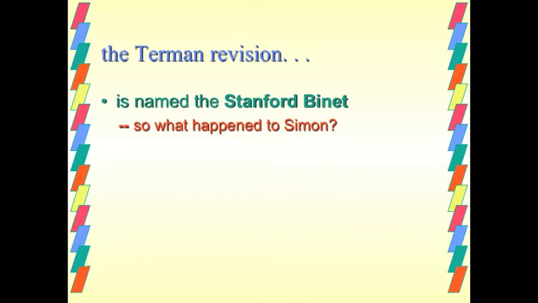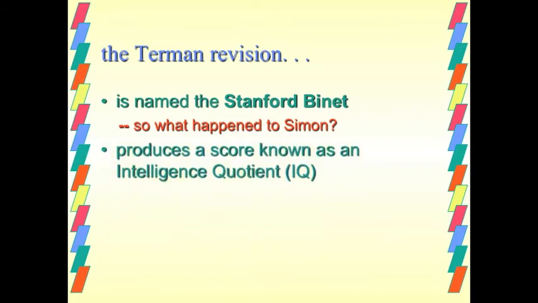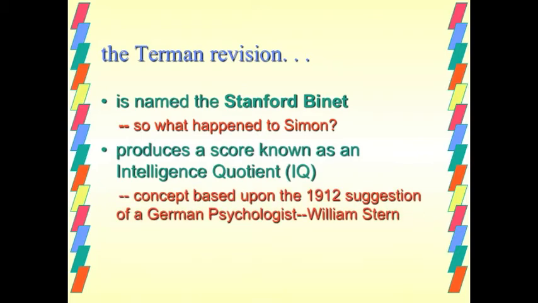Back to the Stanford Binet. It produced a score known as an intelligence quotient. What you did was you put the person's mental age, which was what they scored on the test, over their chronological age, and this was all in months. Then you divided the one by the other, and you would produce a number, and that number would be a reflection of how intelligent you were compared to the general population. The concept was based upon a 1912 suggestion of a German psychologist named William Stern.